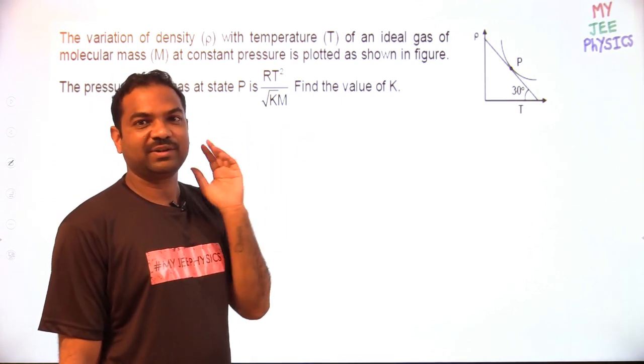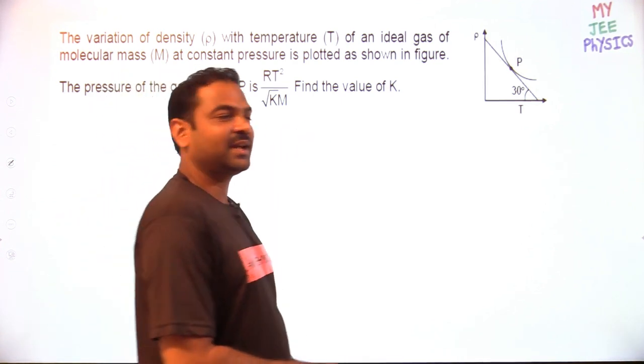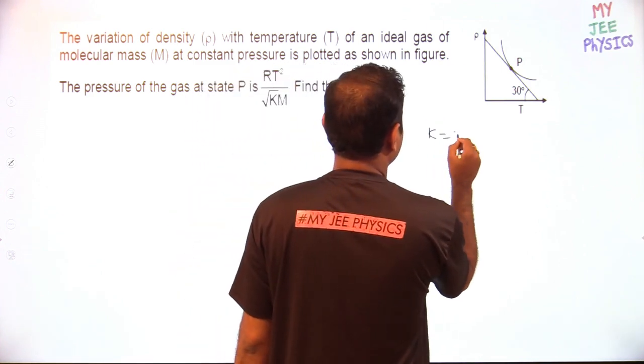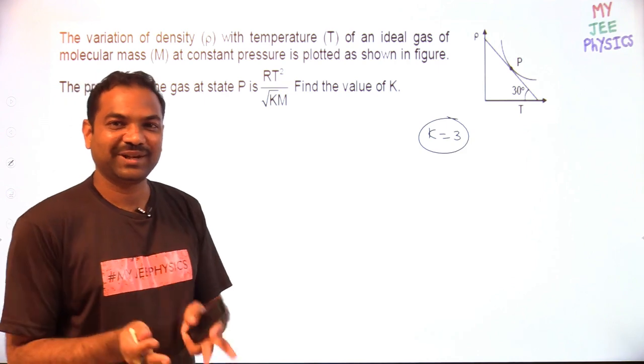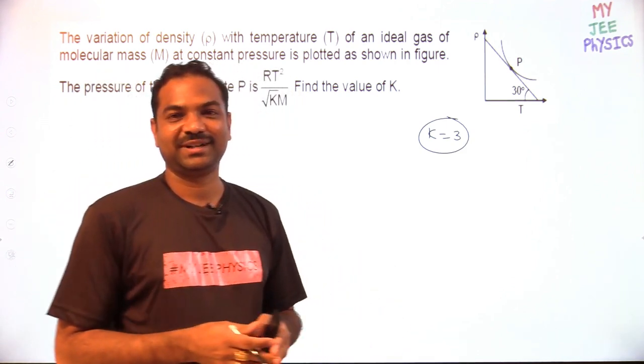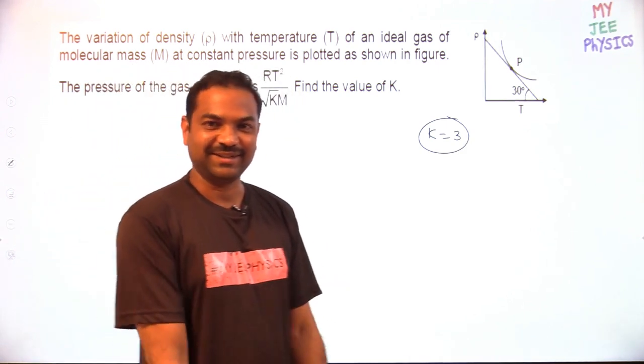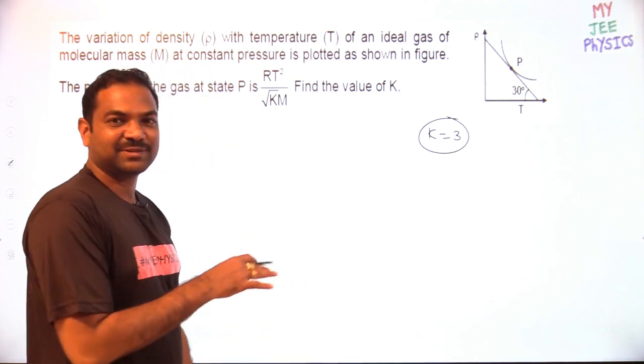So somehow they are matching. So then they keep the answer k is equal to 3. Okay. It's a great art to answer like this. But don't do like this. Please try to solve as it is. Okay. So that is the advisable thing.